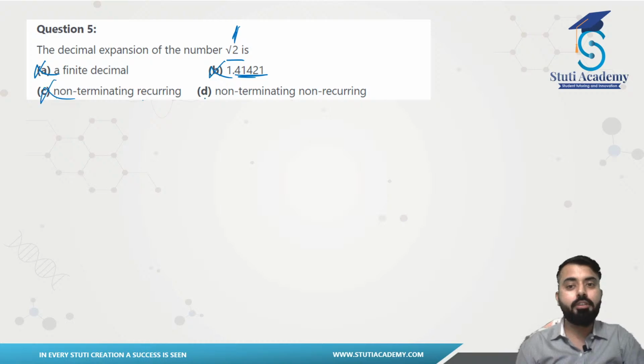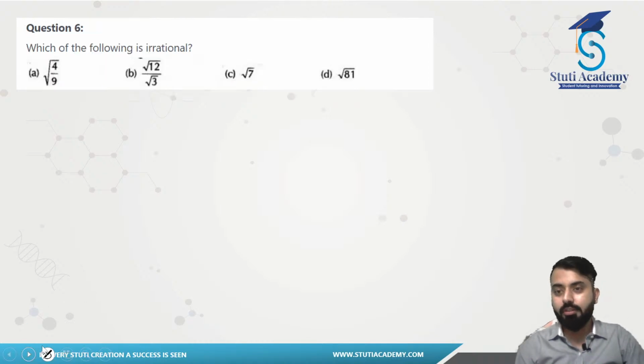So automatically your answer is what? Non-terminating and non-recurring. Or you could have just seen it here and ticked it here, because square root 2 is an irrational number. It will have a non-terminating and non-recurring decimal expansion. I hope you guys understand this, right? Now let's just move forward with this.